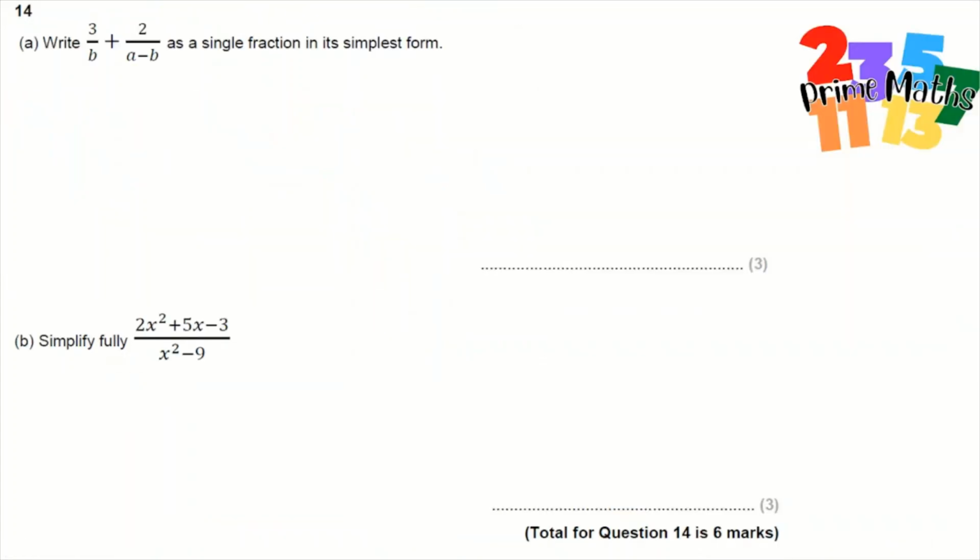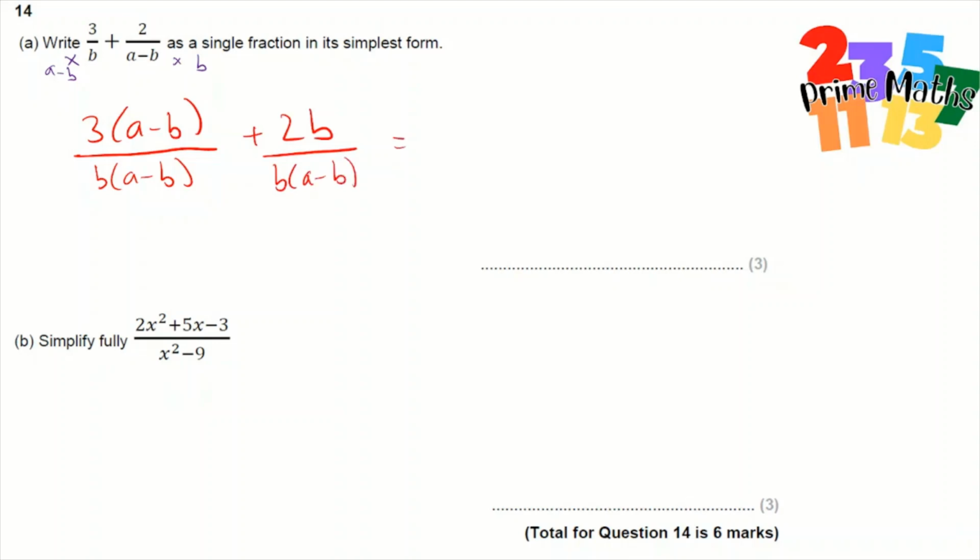For question 14, adding fractions, we need a common denominator. So I need to multiply the first fraction by a minus b and multiply the second fraction by b. That will give me a common denominator of b multiplied by a minus b. So we end up with 3a minus b over b lots of a minus b, 2 lots of b over b lots of a minus b, and this gives us a single fraction of 3a minus b plus 2b divided by b a minus b.